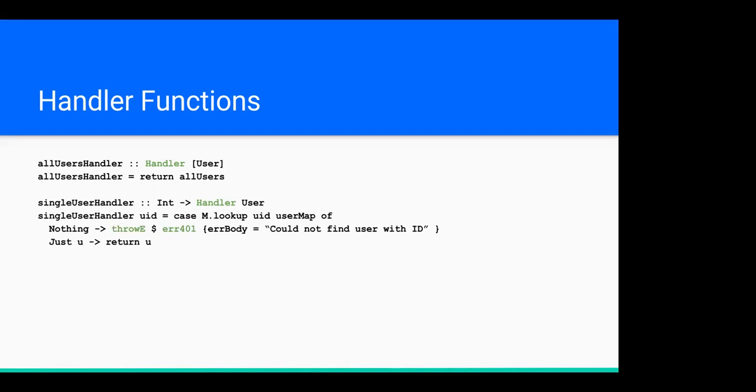So we're going to implement this toy example, so these are really straightforward. But the interesting note is that since we're in the handler monad and it's an ExceptT, we can throw our own Servant errors in addition to the default errors that we get if, for instance, the user provides malformed data. Servant will just take care of that for us. But you can also throw custom errors if, for instance, they try to access a user that does not exist.